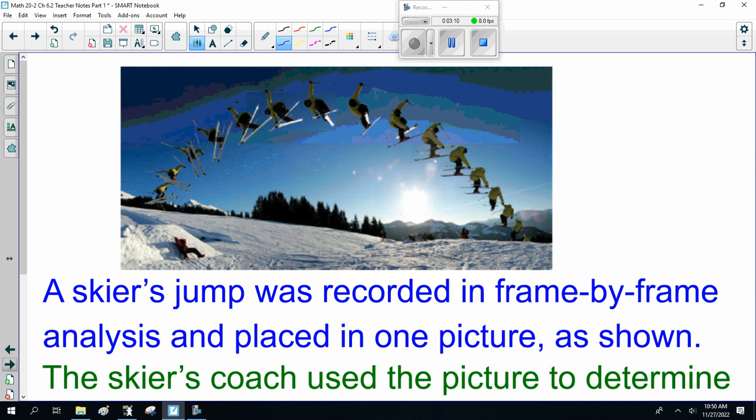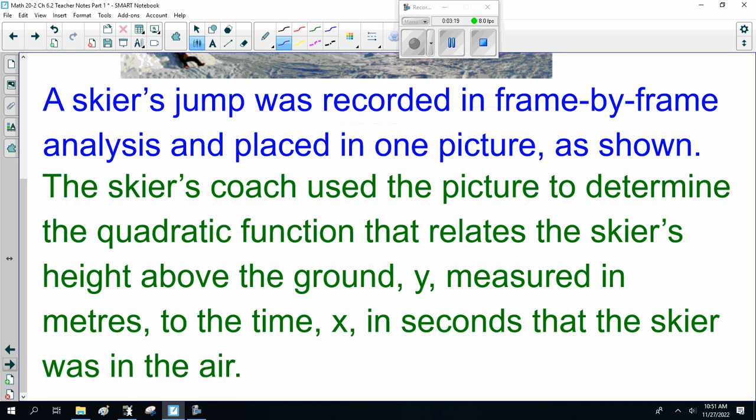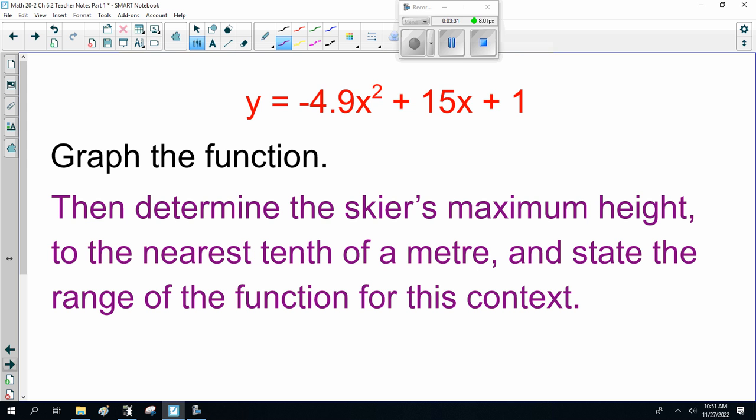So next question. A skier's jump was recorded in frame-by-frame analysis and placed in one picture as shown. The skier's coach used the picture to determine the quadratic function that relates the skier's height above the ground, y, measured in meters to the time x in seconds the skier was in the air. The coach came up with the equation y equals minus 4.9x squared plus 15x plus 1. I want you guys to graph the function, determine the skier's maximum height to the nearest tenth of a meter, and state the range of the function for this context.